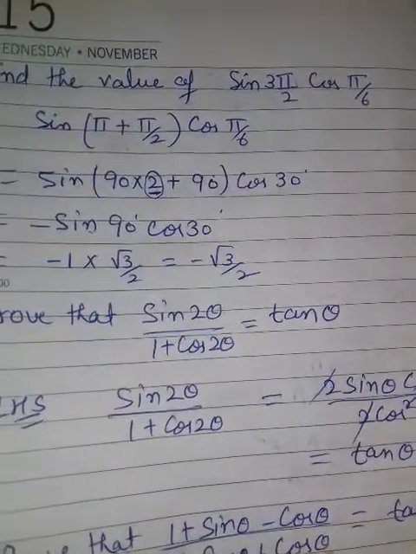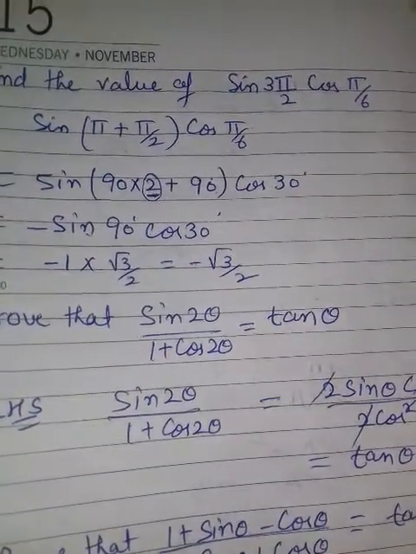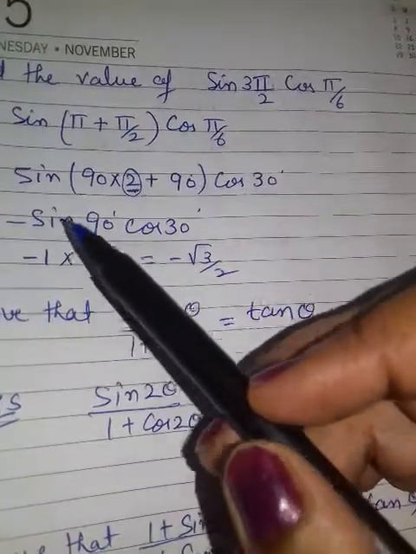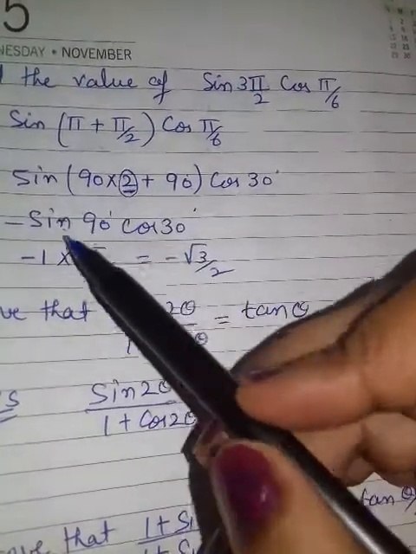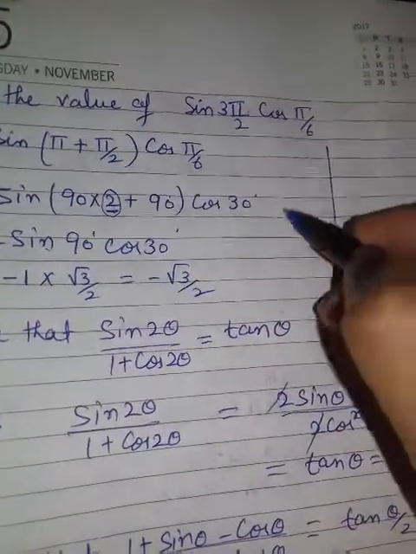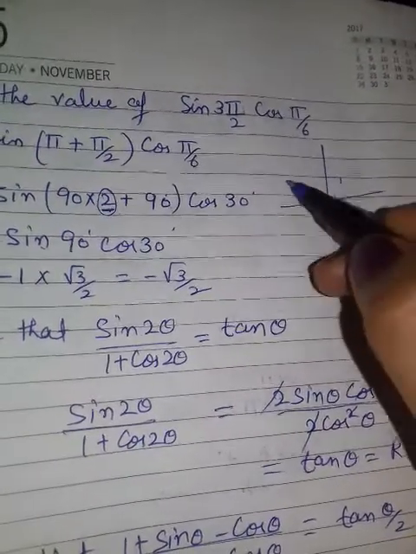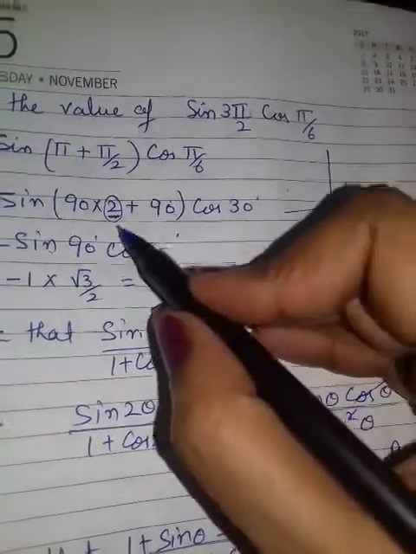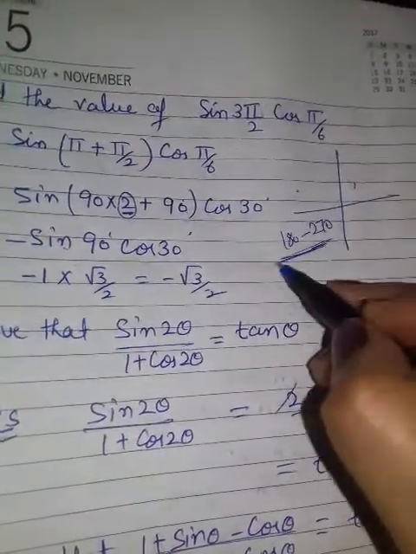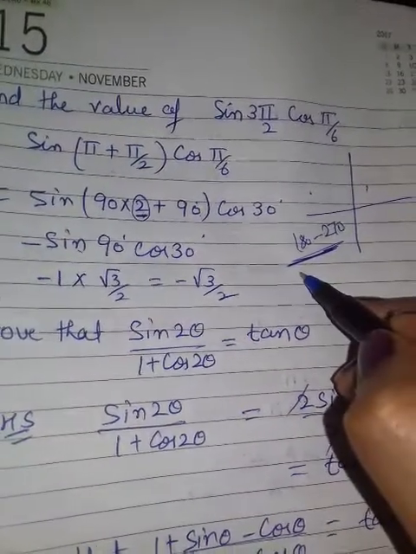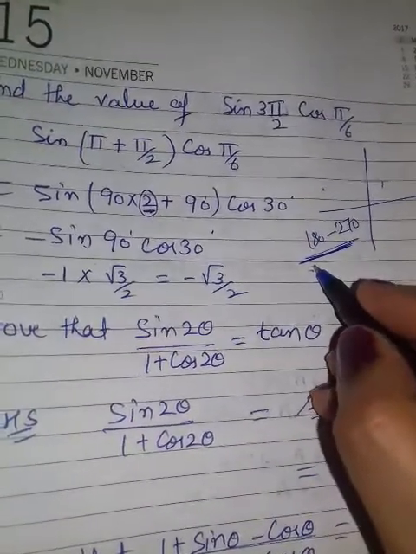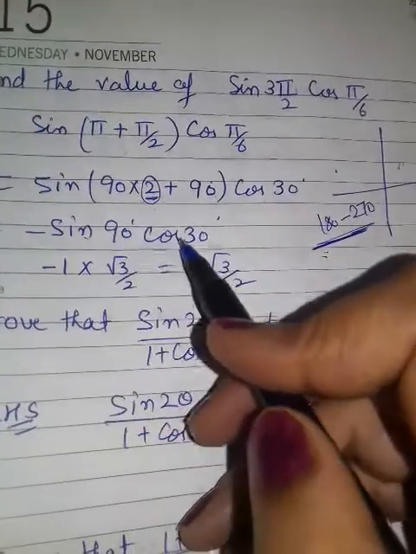Sine into cos, cos into sine, tan into cot, cot into tan, secant into cosecant, cosecant into secant. But now this is even, so keep same. But you see in which quadrant it lies. This is 0 to 90, 90 to 180. But it is 180 to 270. It is coming in this quadrant. And here sign is negative. So keep the negative sign. Who is positive here? Tan and cot. So minus sin 90 cos 30.